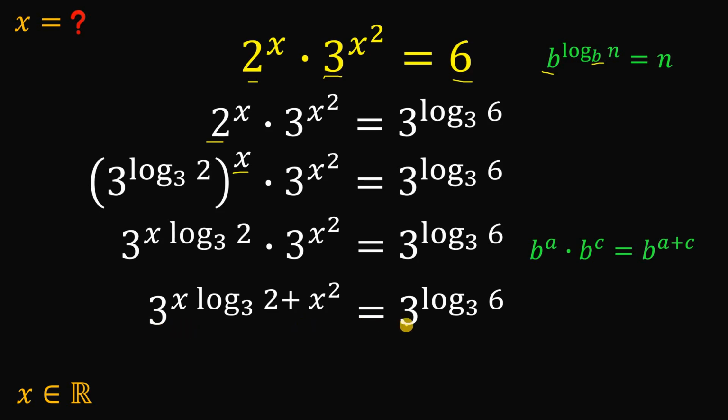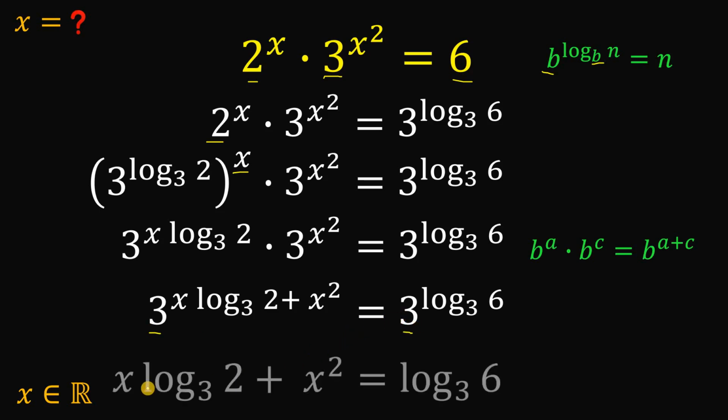Now, we have equal expression and equal bases, therefore their exponent must be equal. So we have x times logarithm of 2 to the base of 3 plus x squared equals logarithm of 6 to the base of 3. Now, let's focus on this result.